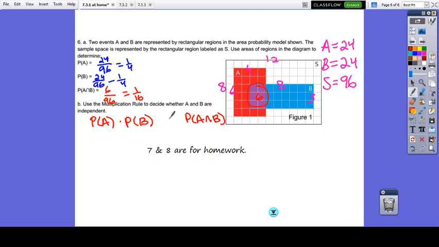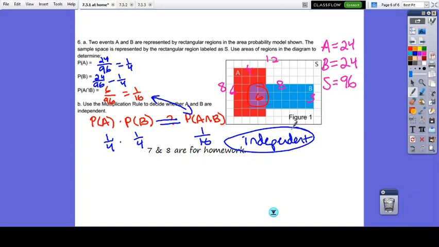Okay, so we're trying to figure out what's the symbol that can go in there. The probability of A was 1/4, the probability of B was 1/4. Multiply those together, you get 1/16. This and this are the same, and so therefore we can put an equal sign in here, and that means that these are independent.